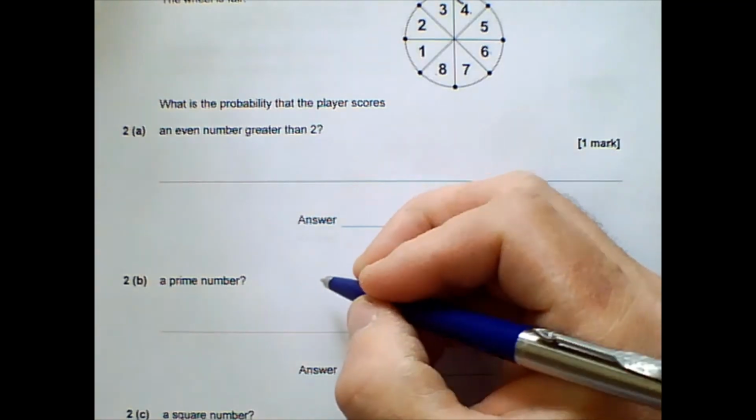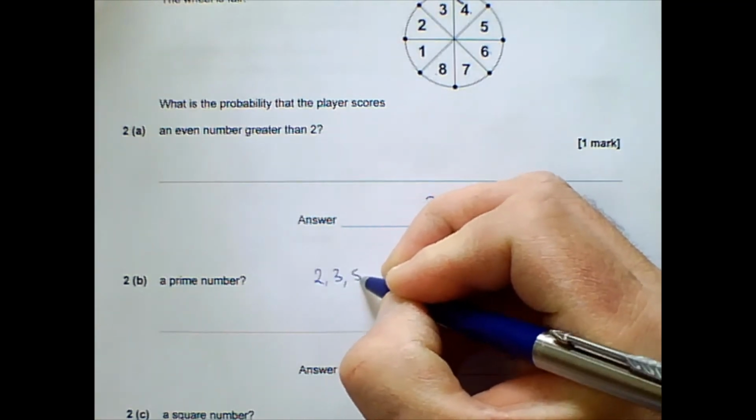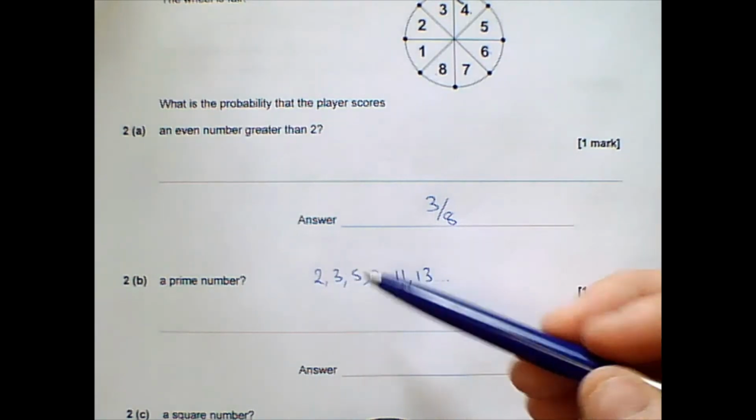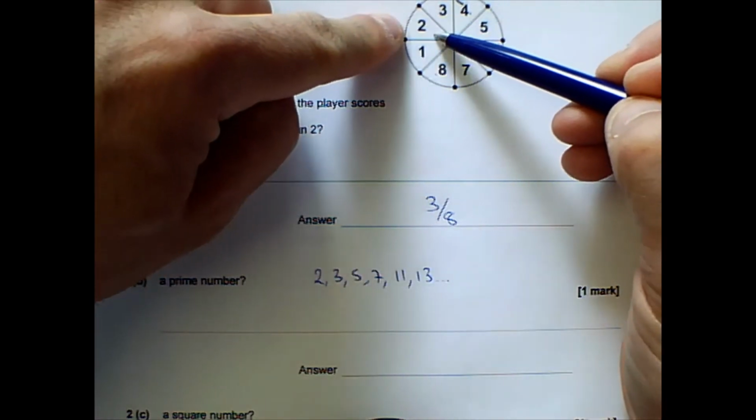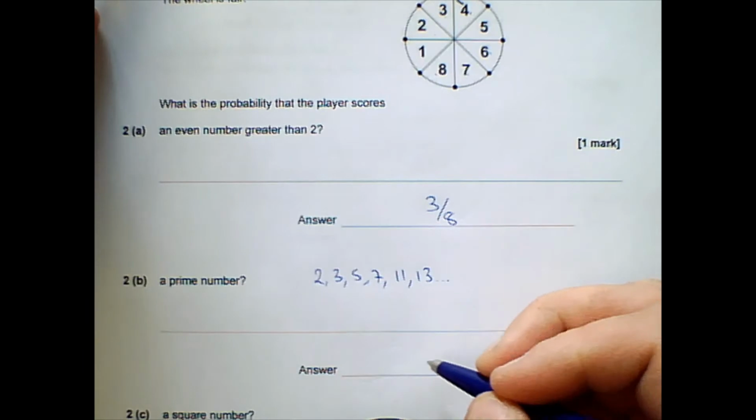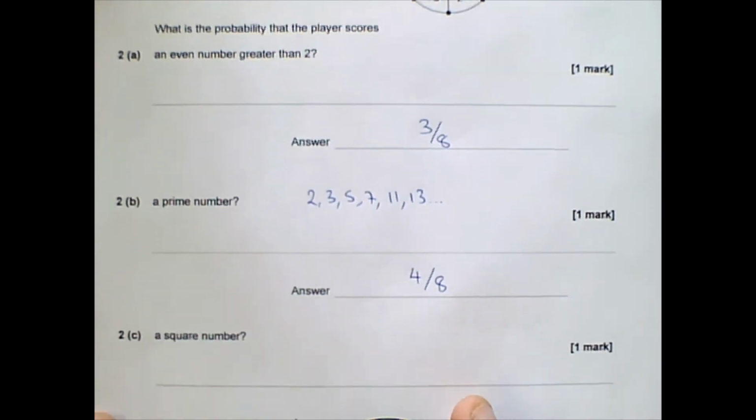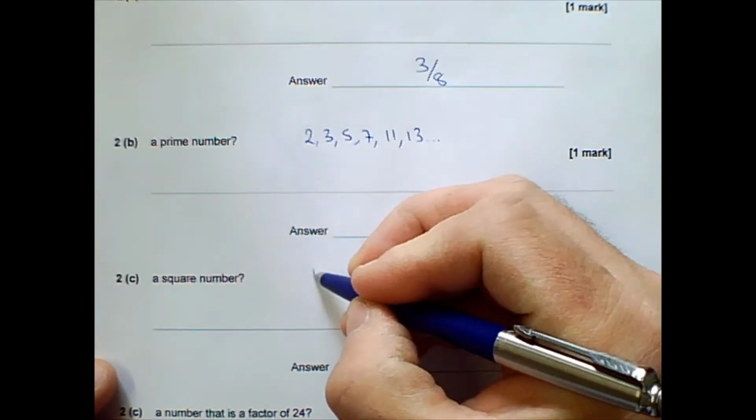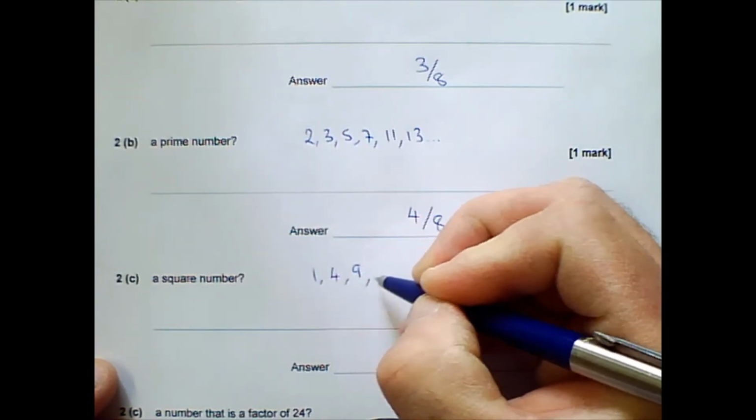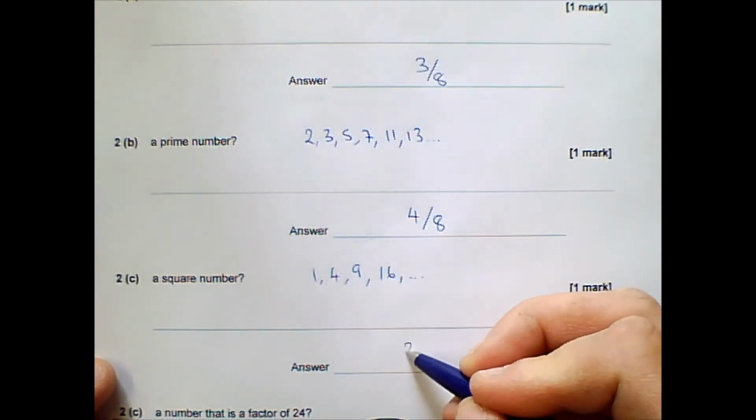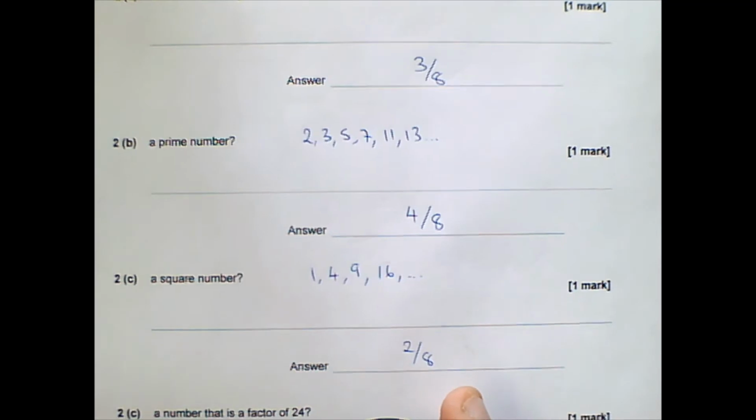It's a prime number, remember that's on our formula sheet, 2, 3, 5, 7, 11, 13, etc. So it's a 2, a 3, a 5 or a 7. So we've got 1, 2, 3, 4, so it's 4 out of 8. Now I could cancel that down to 1 out of 2, but I don't need to because it's not asking me to. Square number, so 1, 4, 9, 16. Now square numbers, well it's 1 and 4 on there, so it's 2 out of 8.